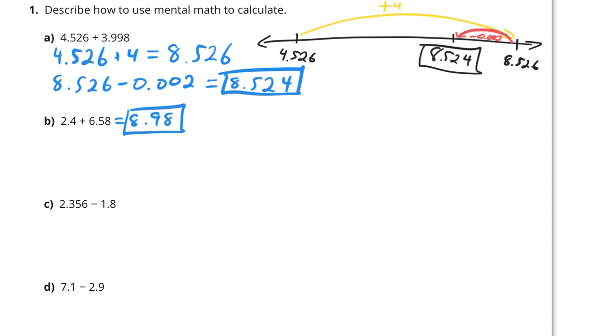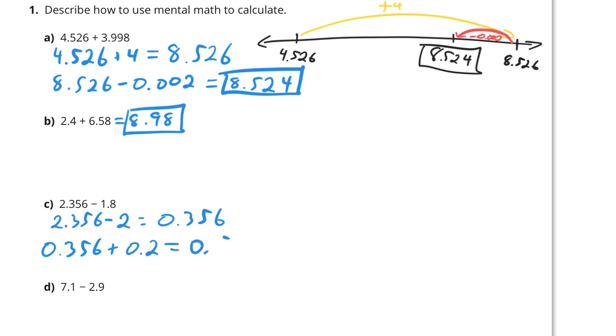For C, I'm looking again and I see that 1.8 is close to 2. So I can change this in my head to 2.356, and I'm going to subtract 2. So I'm left with 0.356. But I took away too much, so I have to add that back on. So I'm going to add back on that 0.2, or 2/10, and I'm left with 0.556. And I put a rectangle around that to show that I'm done that one.